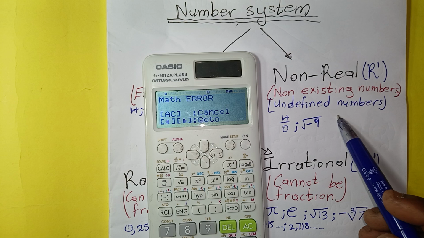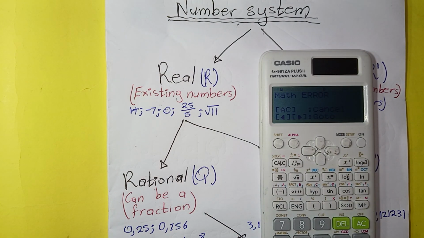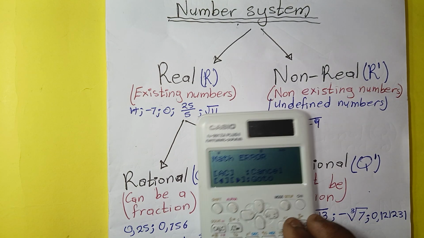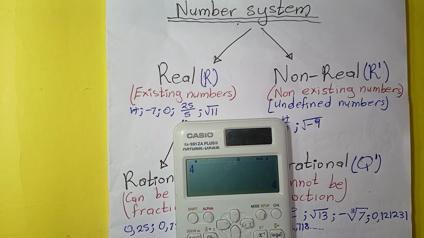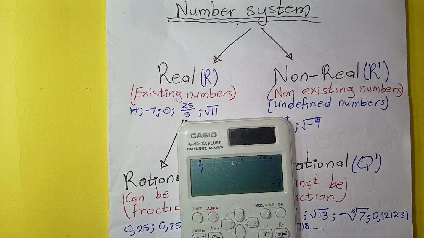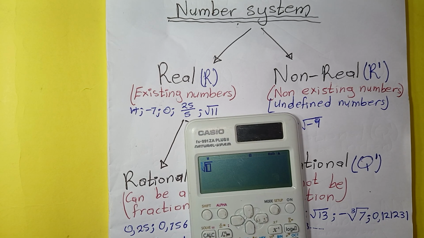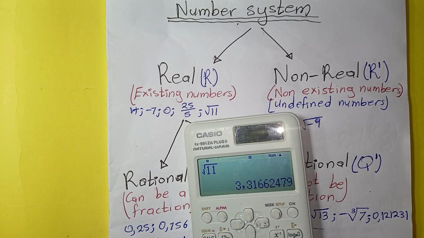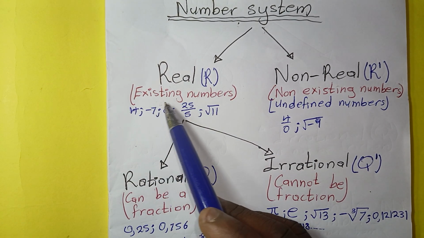When we talk about real numbers, they are all numbers in maths which you can punch on a calculator. These numbers are real. This one, 4, you can punch on the calculator and press equal, you still get 4. And -7, you can punch and press equal, you get it. Even 0 is a real number. And a fraction, it's a real number. And square roots, all these numbers are real. And here's the symbol, R, what we call existing numbers.